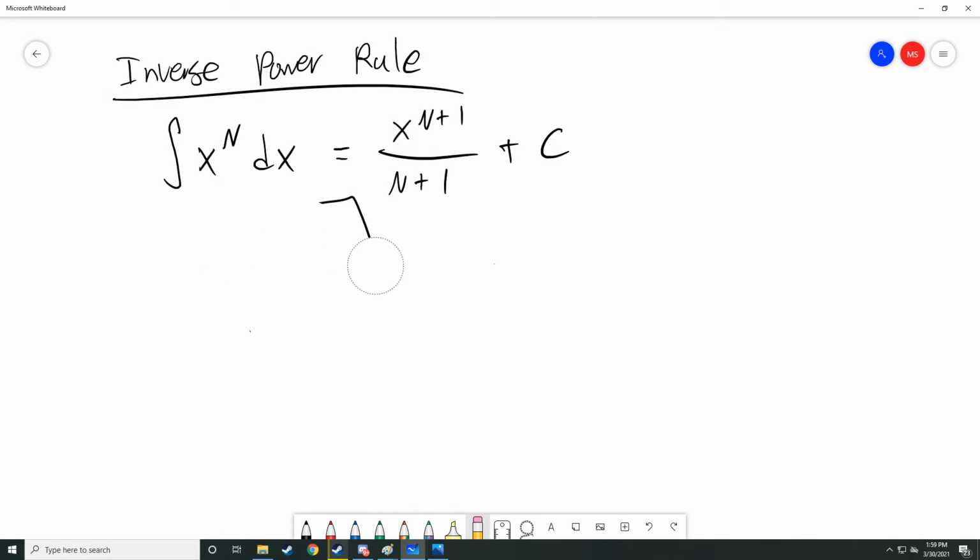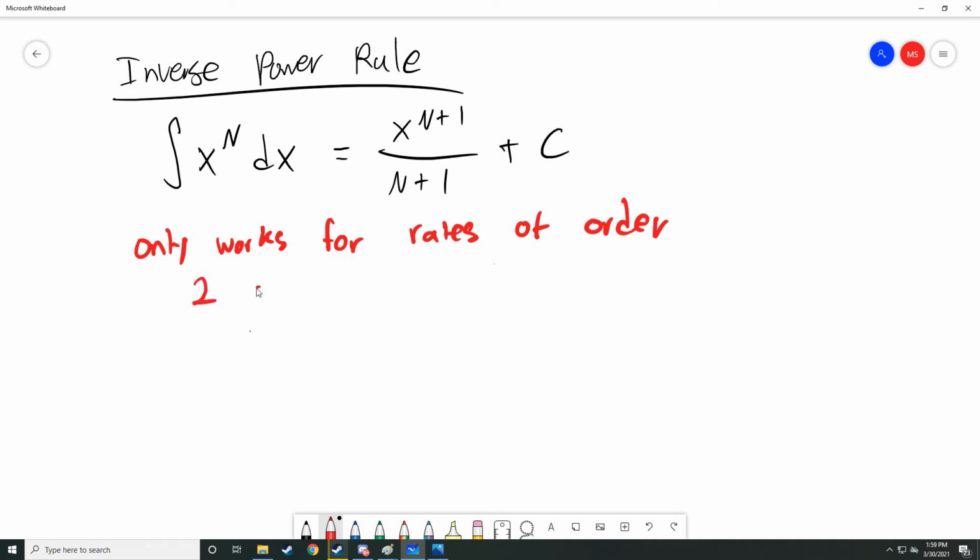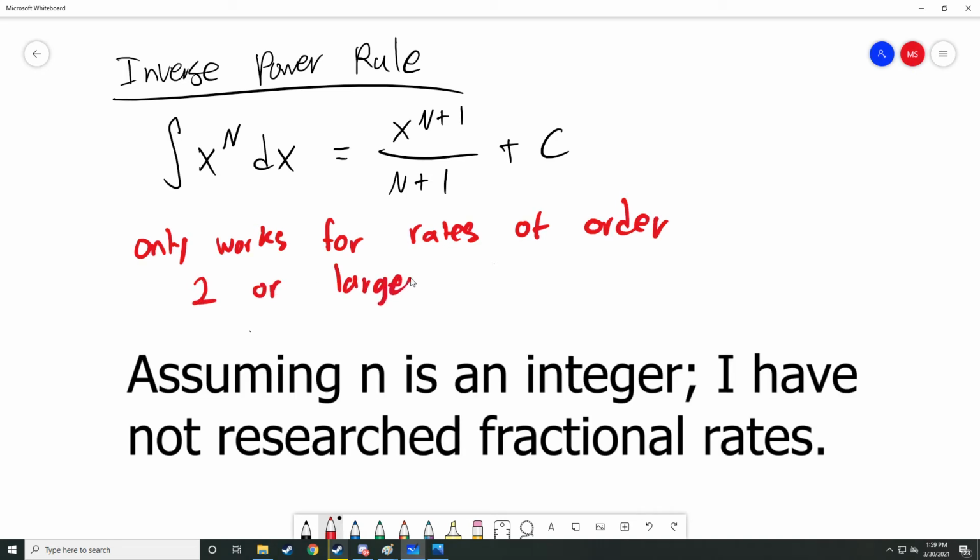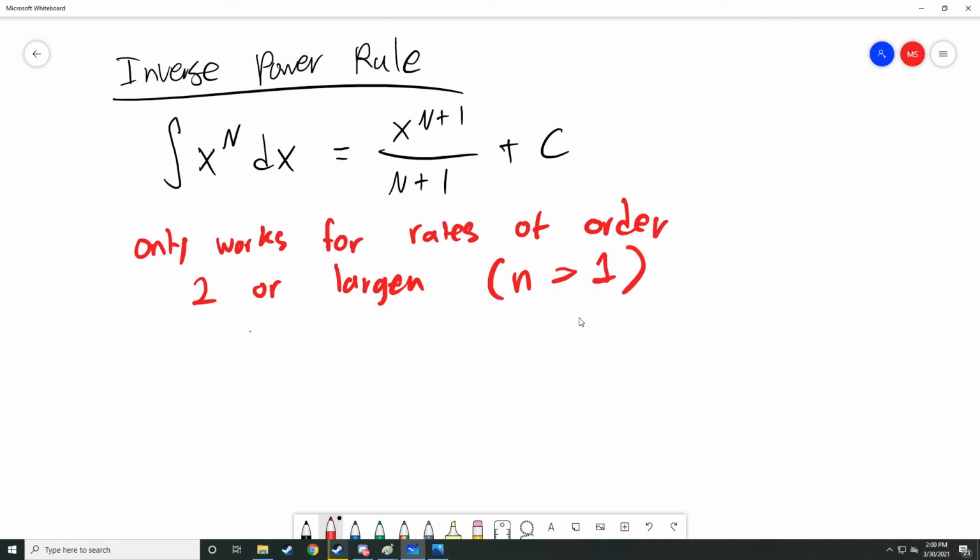So I'm just going to write down here, very important, only works for rates of order 2 or larger. N is greater than 1. Okay, so let's go back to actually deriving the integrated rate law for a general n.